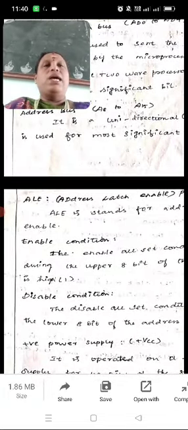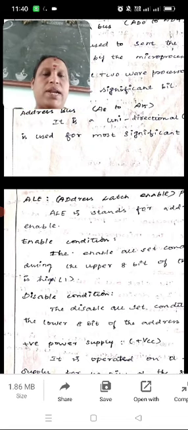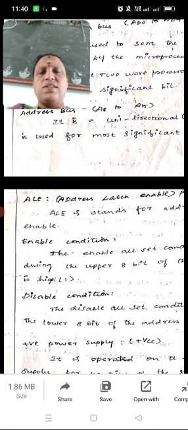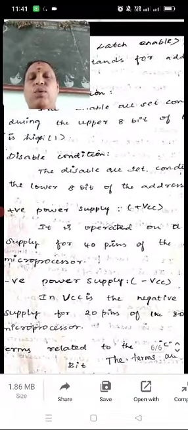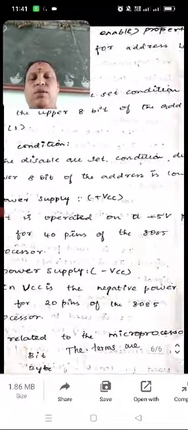ALE, address latch enable. ALE stands for address latch enable signal. The enable or set condition is when the upper 8 bits of the address are high. The disable condition is when the lower 8 bits of the address are low, 0.